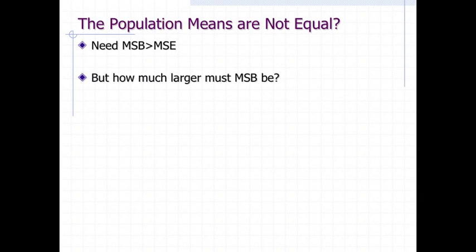The critical step in ANOVA is comparing MSE and MSB. Since MSB estimates a larger quantity than MSE only when the population means are not equal, a finding of a larger MSB than MSE is a sign that the population means are not equal. But since MSB could be larger than MSE by chance even if the population means are equal, MSB must be larger than MSE in order to justify the conclusion that the population means differ. But how much larger must MSB be?